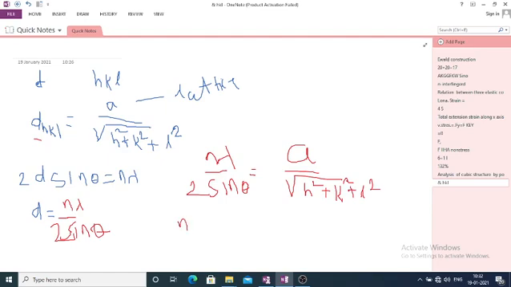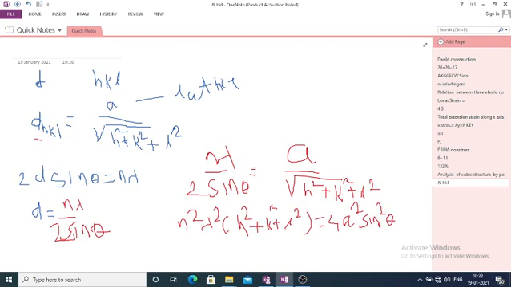So we get the equation n square lambda square in bracket h square plus k square plus L square is equal to 4 a square sin square theta. So we get this equation.